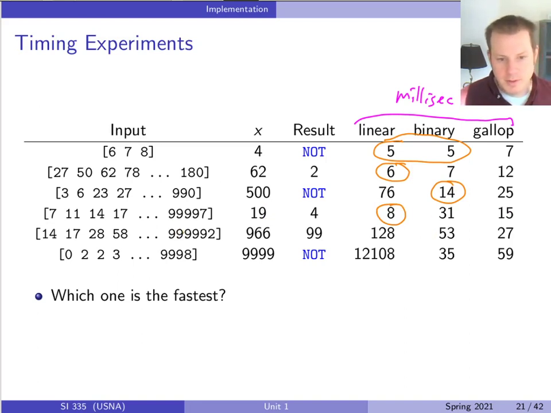And this one has more like 10 or 100,000 things in it, and we're looking for something that's not exactly right at the beginning, but closer to the beginning than not. And in this case, Gallup search ends up being the fastest. And for this last example, where we're looking for something near the end, binary search is the clear winner.